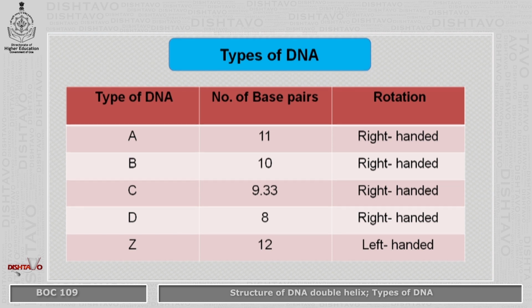So students, in this module, we have learned the different types of nucleic acid, that is DNA and RNA. We have learned what is Chargaff's rule. We have learned the salient features of Watson and Crick's model of DNA double helix. And lastly, we saw the different types of DNA.